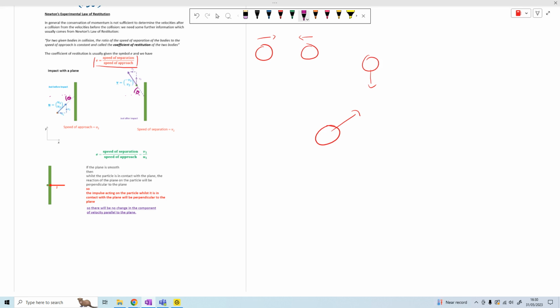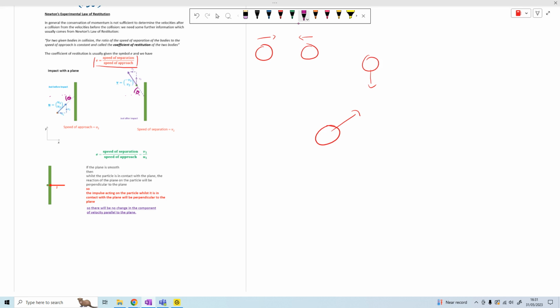Now what's important is that only one direction is going to change. In this scenario, when it hits a vertical wall, my vertical velocity isn't going to change, because that's not where the impulse is taking place. So the vertical components of my velocities are going to stay the same. The bit that's going to change is my x components, my horizontal components.